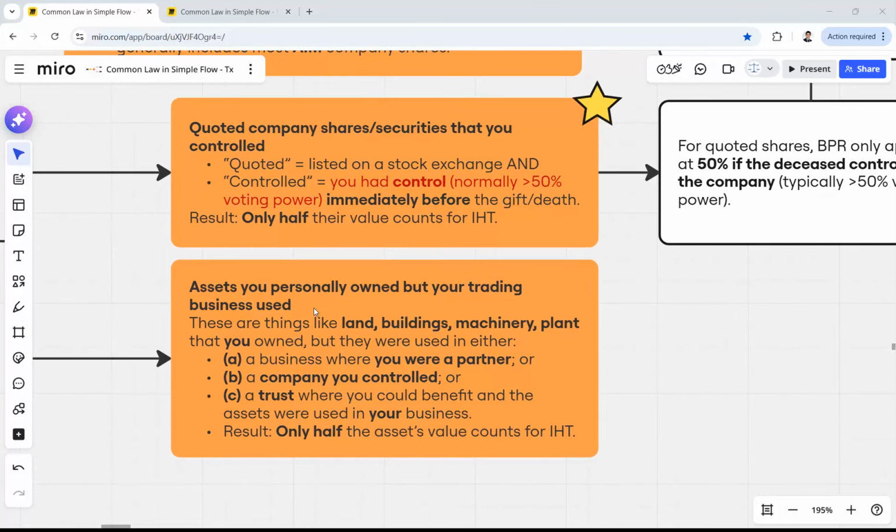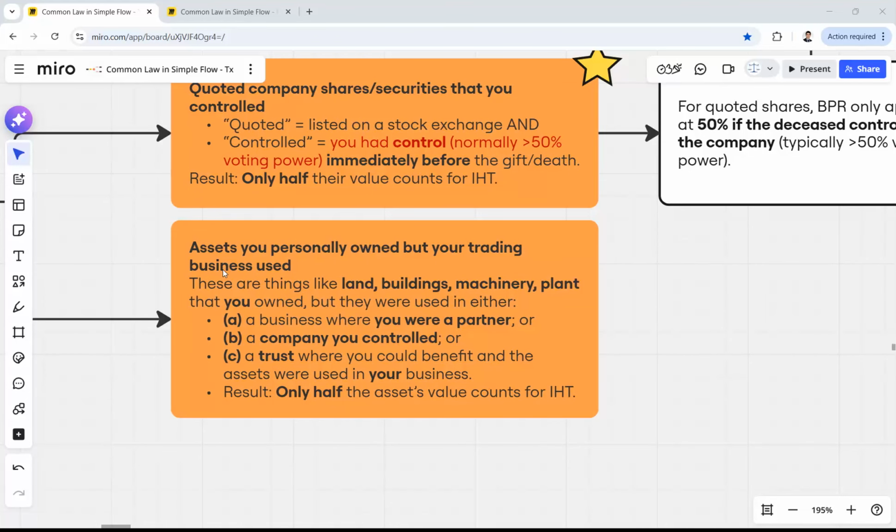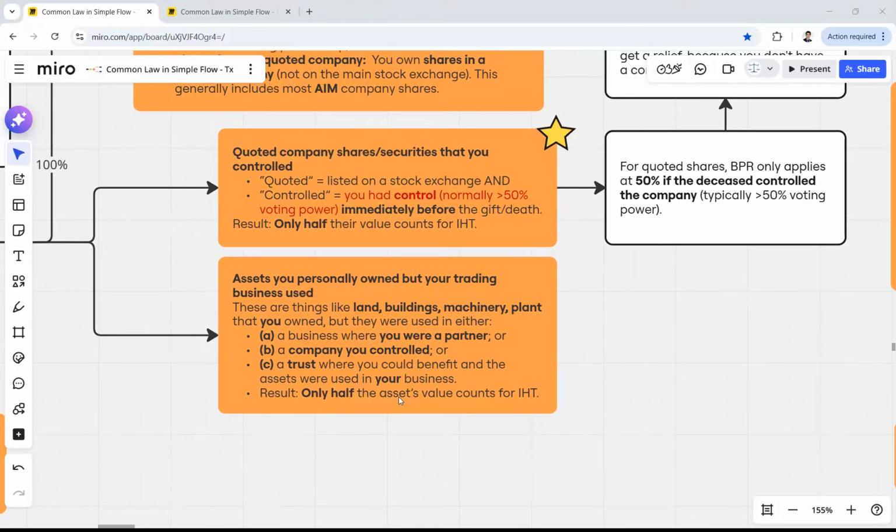Now let's talk about assets you personally owned, but your trading business used. We have already talked about this. When you personally have land, buildings, machinery, or plant that you own as a person, but they were used in either a business where you were a partner, or a company you controlled, or a trust where you could benefit, and the assets were used in your business, the result is that only half the asset's value counts for inheritance tax.